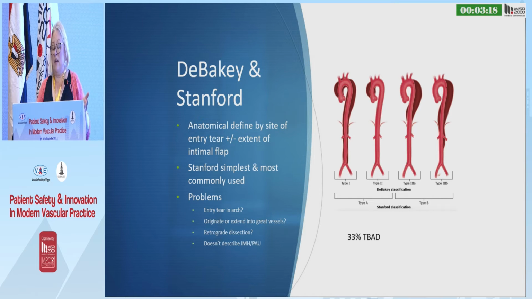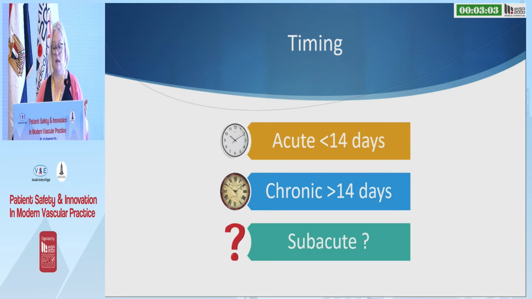It doesn't tell you whether they originate or extend into the great vessels of the neck. It doesn't describe retrograde aortic dissection, and it certainly doesn't describe those other conditions that are linked to dissection, so intramural hematoma or penetrating ulcers.